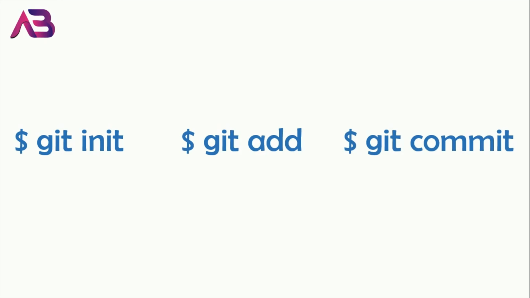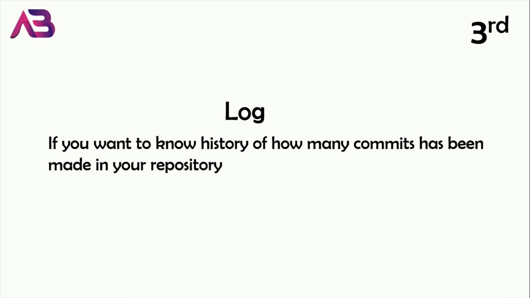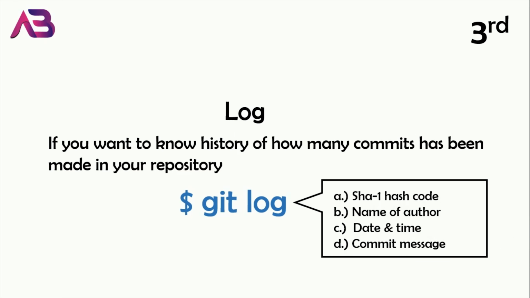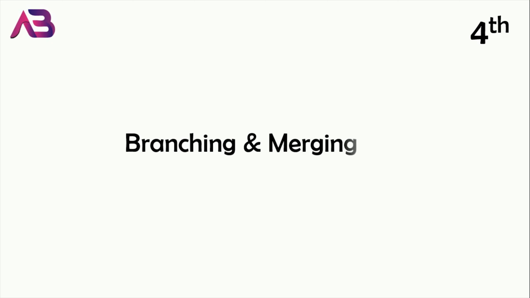Alright, the third thing which is important to know in Git is log. In case if you want to know the history of how many commits has been made in your repository, you can use git log command. This command displays SHA-1 hashcode, name of author who have made commit, date and time when the commit was made, and the commit message.